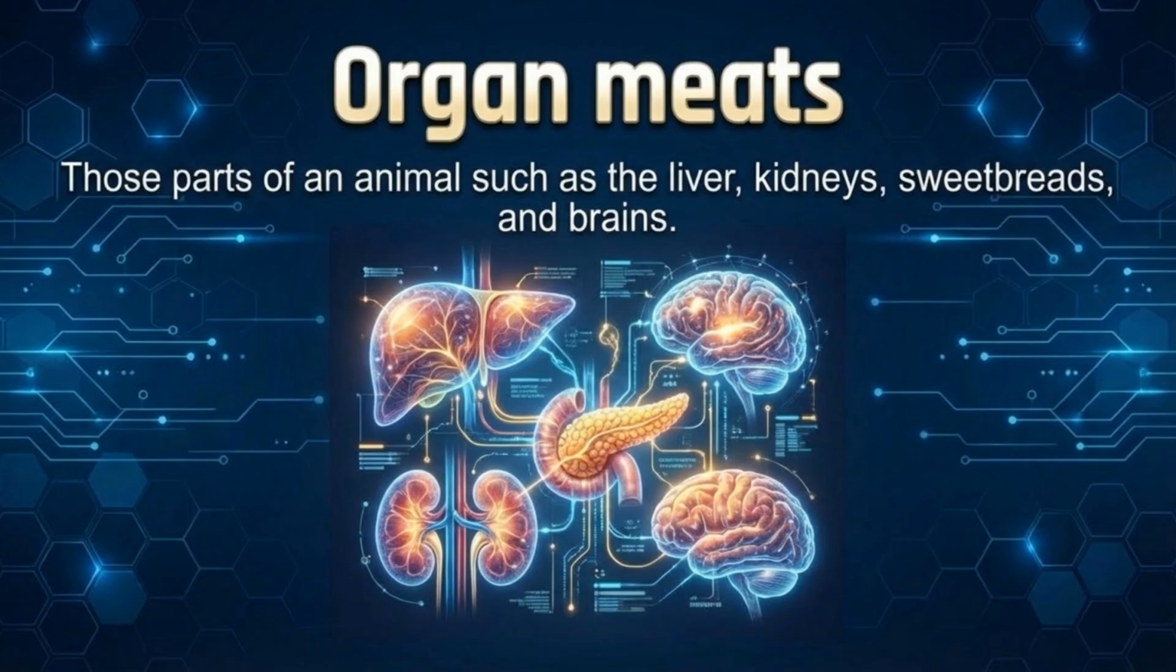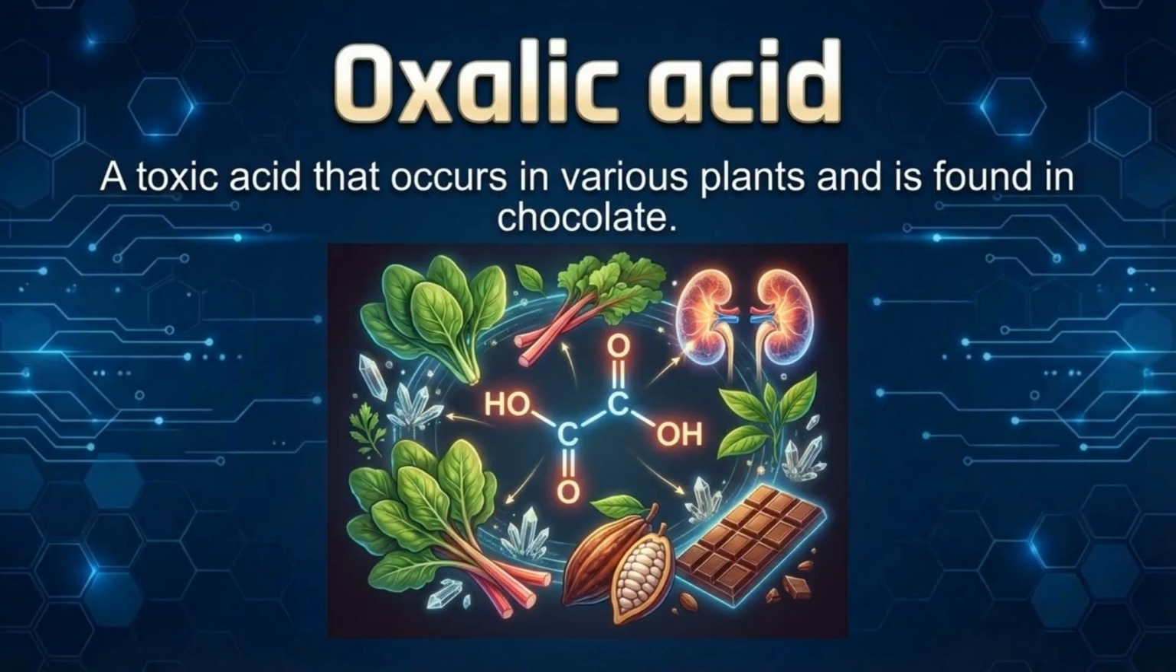Organ meats include those parts of an animal such as the liver, kidneys, sweetbreads, and brains. Organ meats. Definition: edible internal organs of animals used as food. Examples: liver, kidneys, heart, tongue. Facts: liver is extremely high in vitamin A, iron, and B12. Interesting. Many traditional cultures consider organ meats the most nutritious part of the animal.